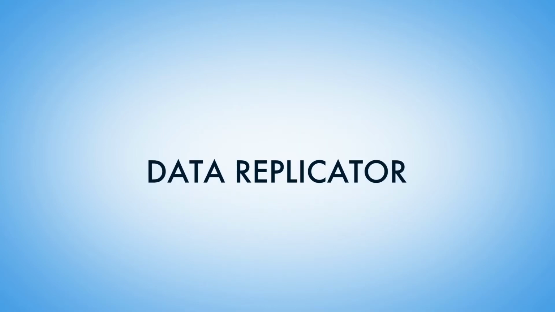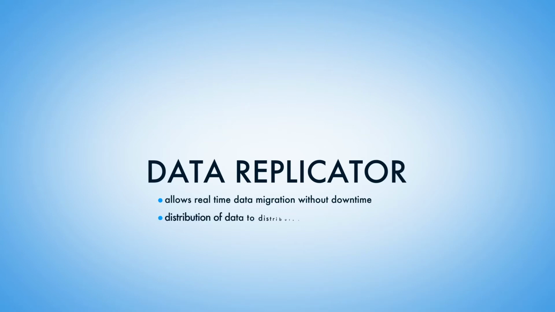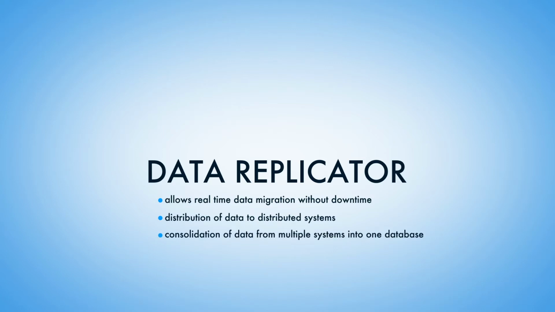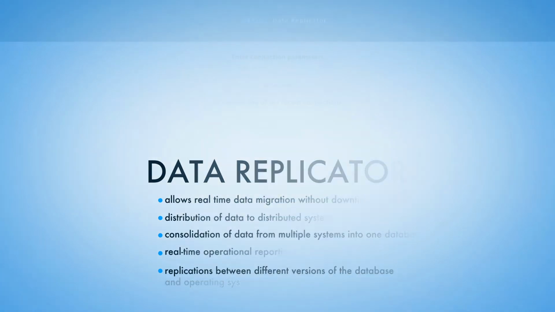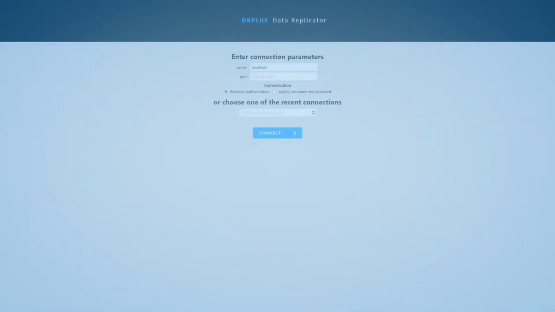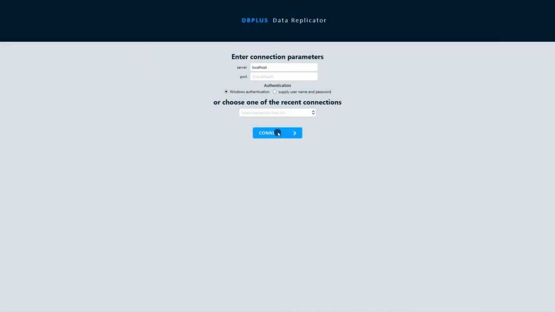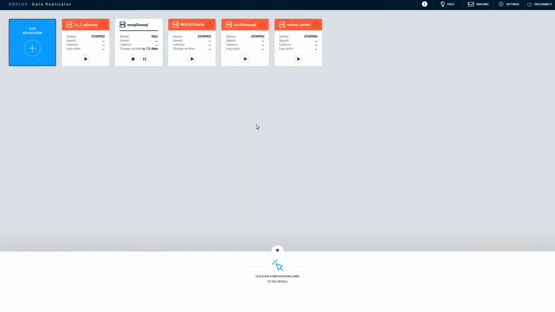Data Replicator allows real-time data migration without downtime, distribution of data to distributed systems, consolidation of data from multiple systems into one database, real-time operational reporting, replications between different versions of the database, and operating systems. In this presentation, I'm going to show you how to set up the simplest replication in 5 minutes.